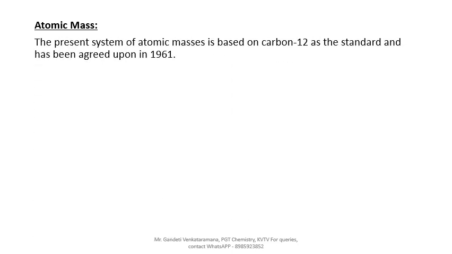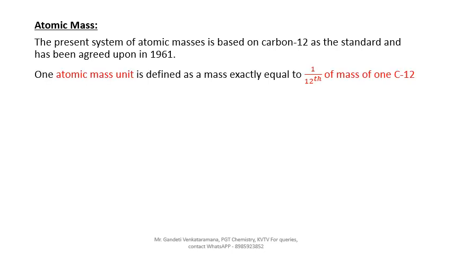First, the present system of atomic masses is based on carbon-12 as the standard and was agreed upon in 1961. All of you know that already. We have an idea that atomic mass is based on a reference, carbon-12. Okay, so it was agreed upon in 1961. One atomic mass unit is defined as a mass exactly equal to 1/12 of the mass of one C-12 atom. 1 AMU, atomic mass unit.